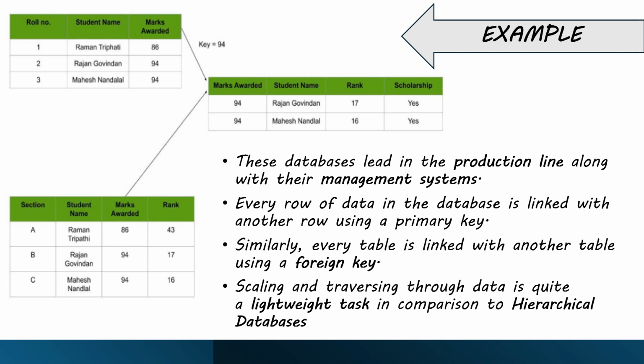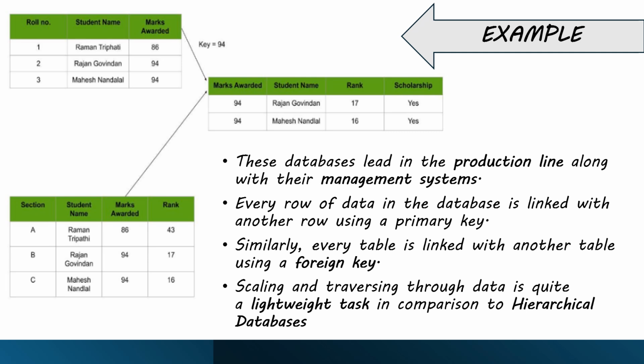In this database, every piece of information that is provided will have a relationship with other pieces of information. Say for example, roll number, student name, marks awarded. These marks awarded are related with the marks awarded in the other table, and the same is related with the marks awarded in another table. So every data value in this database will have a unique identity. All the data that is tabulated, every row of data in this database will be linked with another row.